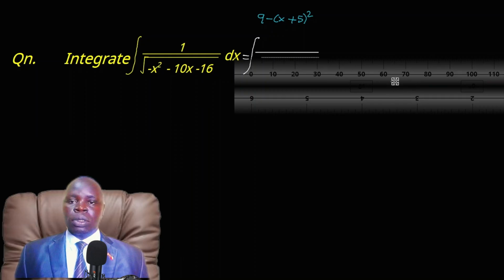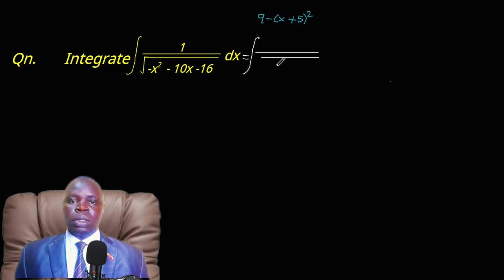So here we can write our 9 minus (x plus 5) close bracket squared, and our numerator is having 1. So we are integrating with respect to x.